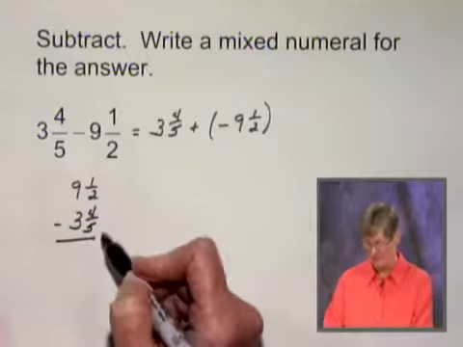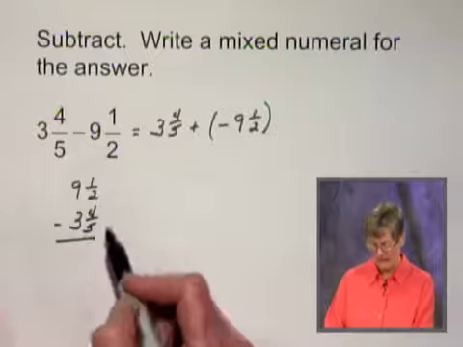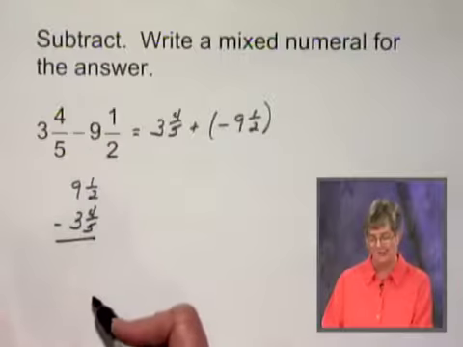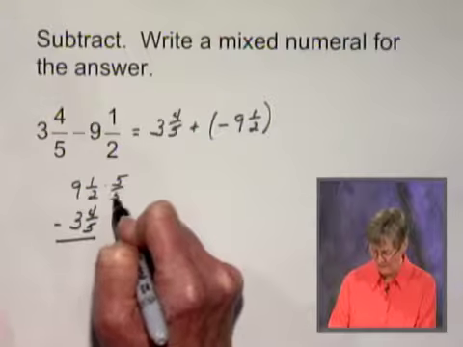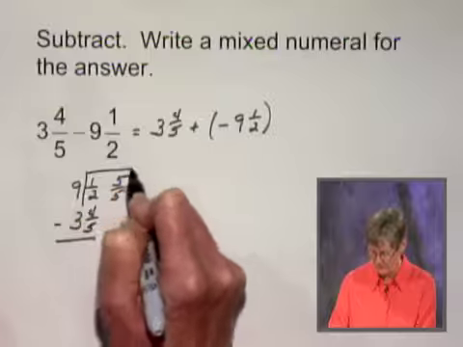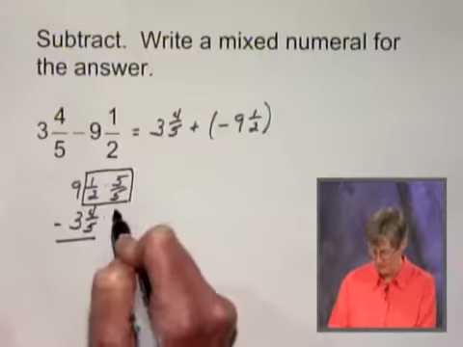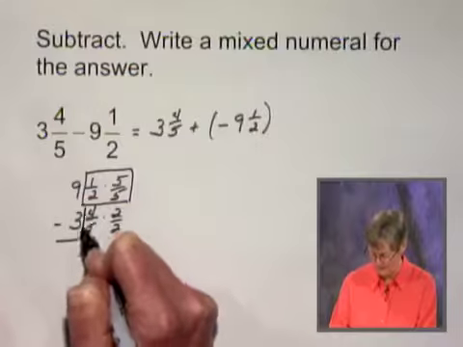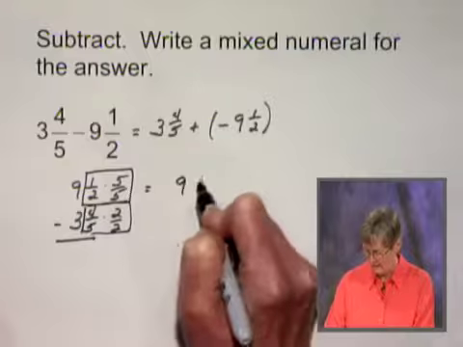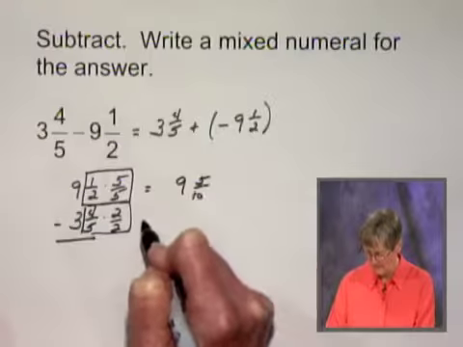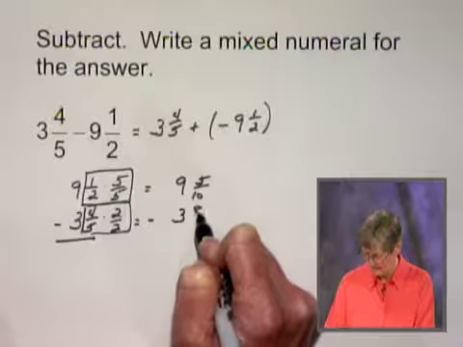To do this subtraction, I need to write 1/2 and 4/5 with a common denominator. And the least common denominator for those two fractions is 10. So I'm going to multiply 1/2 by 5 over 5 so that it has a denominator of 10. And I'm going to multiply 4/5 by 2 over 2 so that it has a denominator of 10. And now I can write 9 5/10 minus 3 8/10.